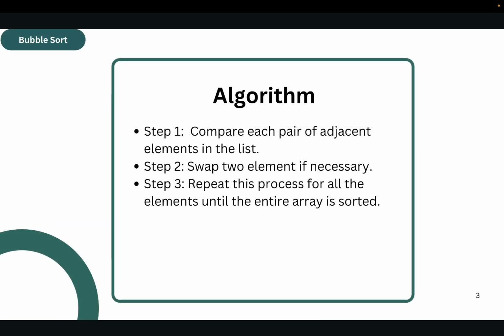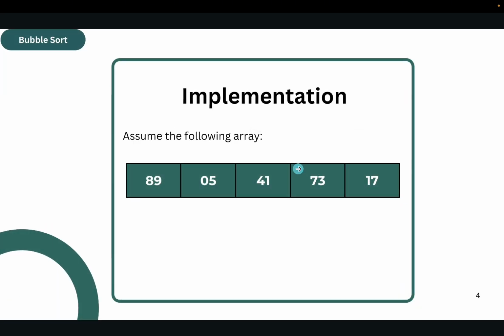So these are the few steps in which the algorithm works. The first step is to compare each pair of adjacent elements in the list and swap those elements if necessary, and continue this process for all the elements until the entire array is sorted. So let's assume we have this array. Our goal is to sort this array into ascending order.